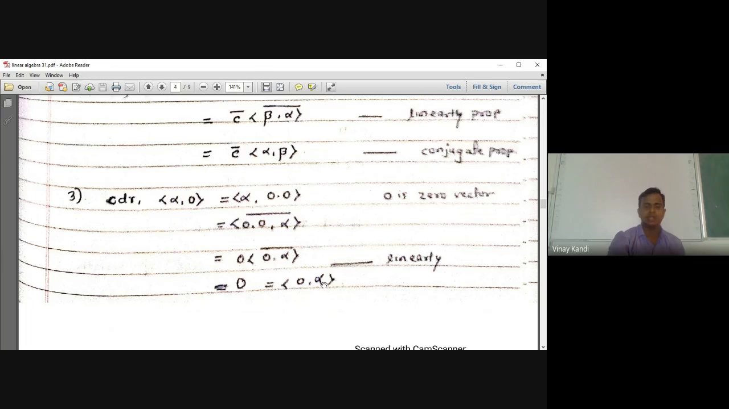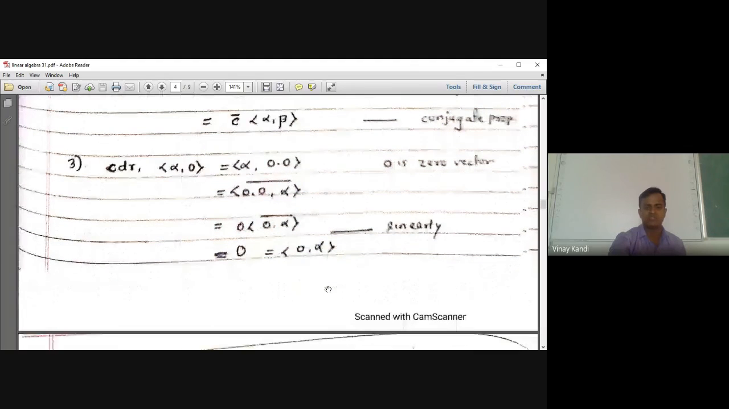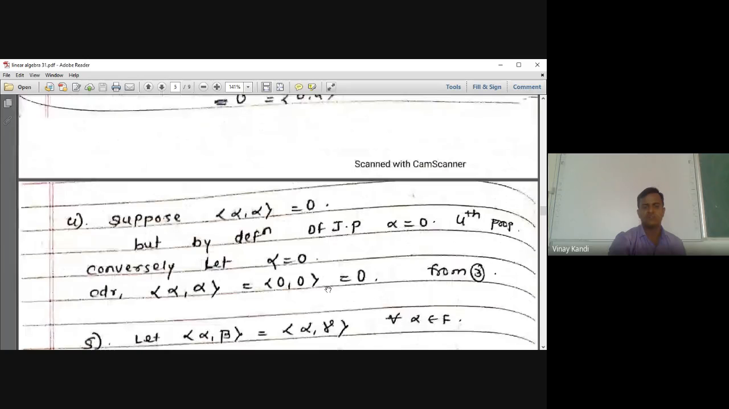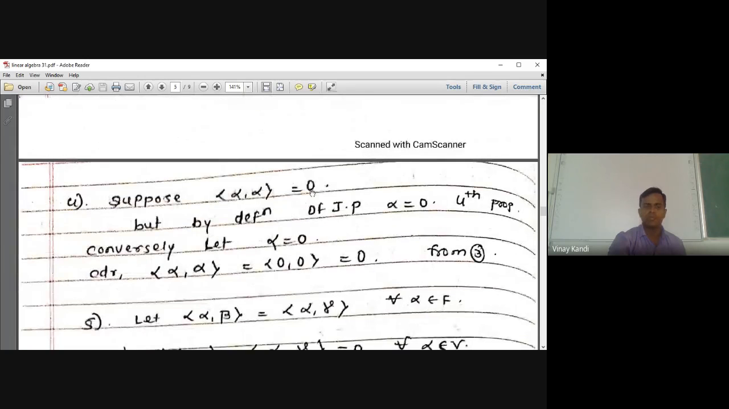Similarly, we can write inner product of 0, alpha, which is equal to 0. This is the third statement. Now the fourth statement. Fourth: inner product of alpha, alpha is equal to 0. But by definition of inner product, alpha is equal to 0, by the fourth property.